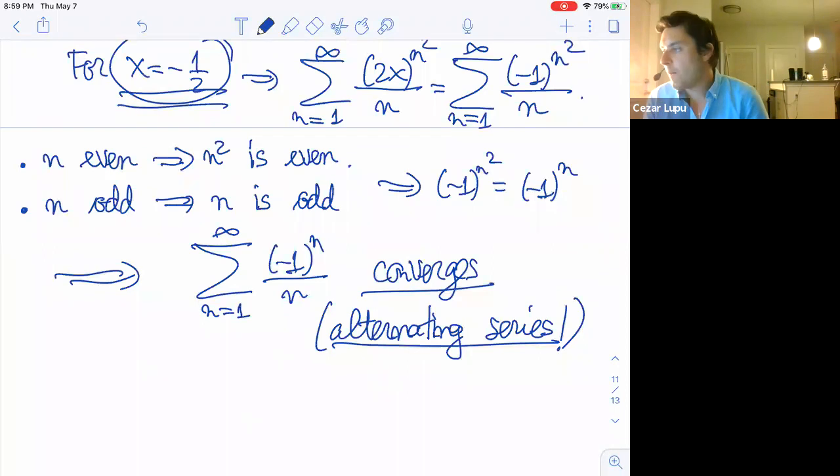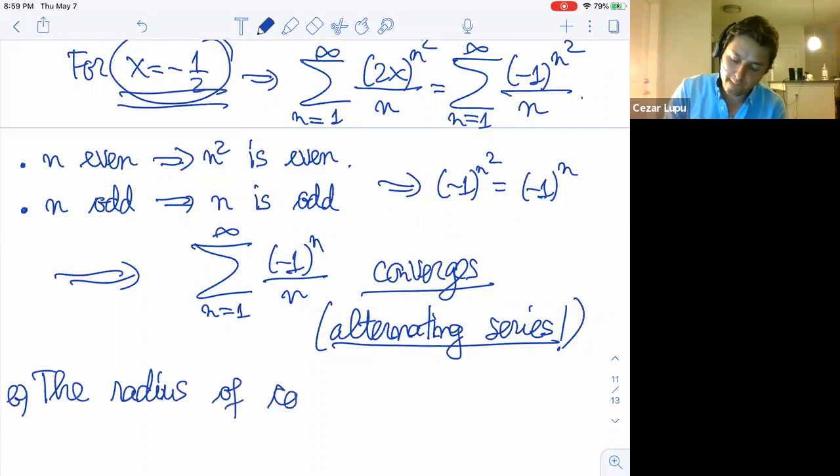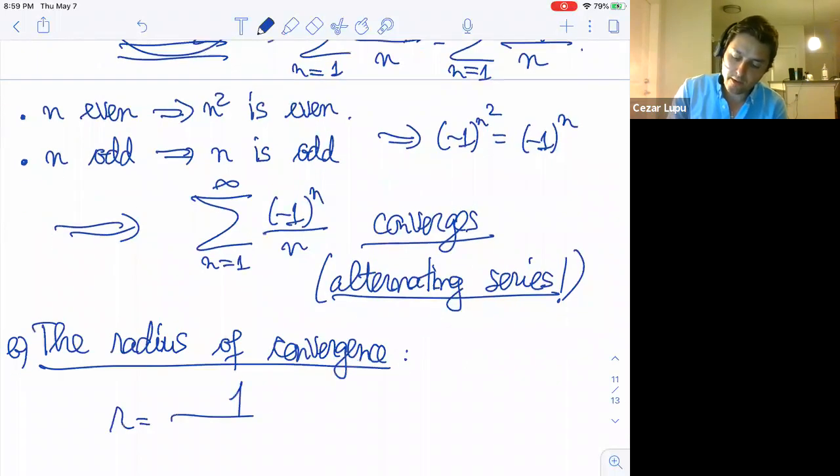Now you can use part A for this, and I'll leave it to you as homework since we don't have too much time. I'll just do it directly. The radius of convergence will be nothing else than, so let's say R is 1 over lim.